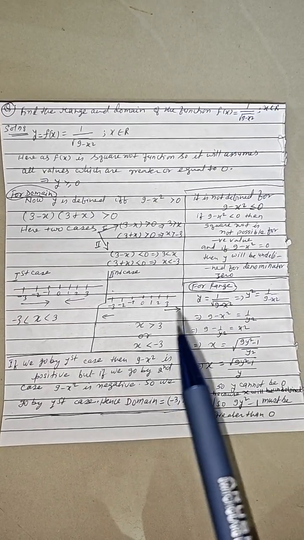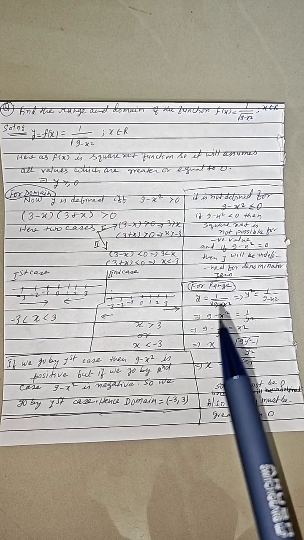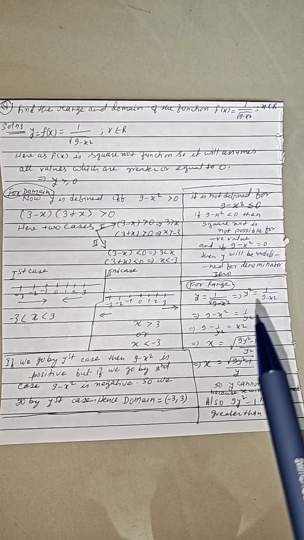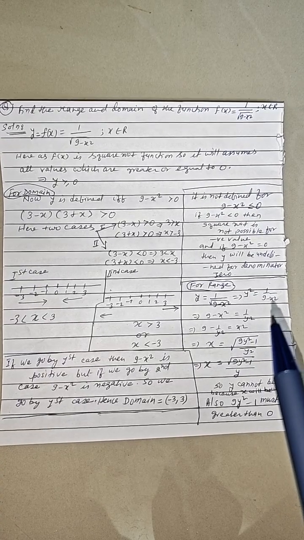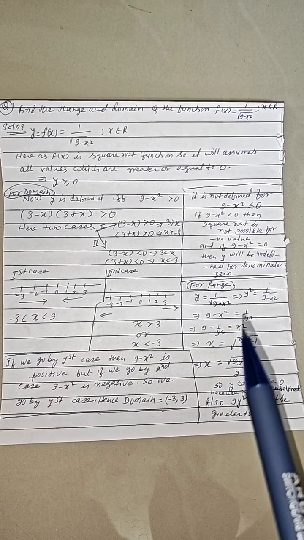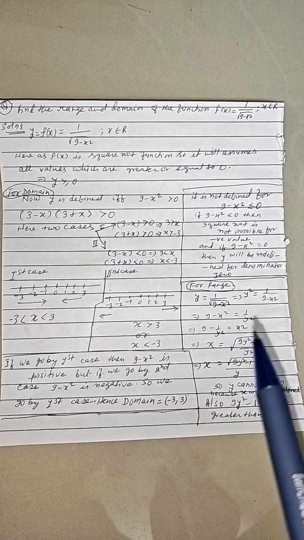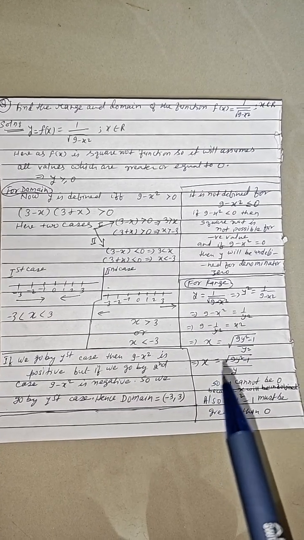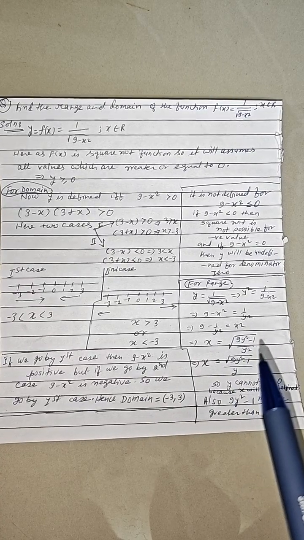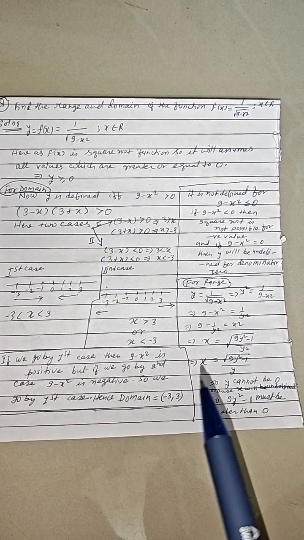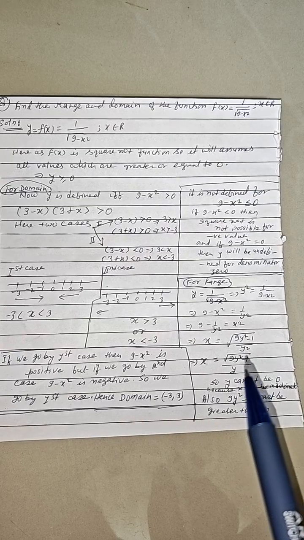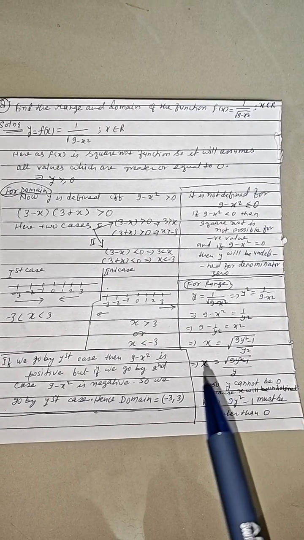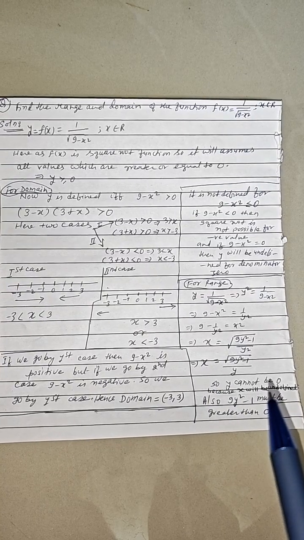For the range part, y is 1 upon root under 9 minus x square. y square is 1 by 9 minus x square. So 9 minus x square is 1 by y square, and 9 minus 1 by y square is x square. So x is root under (9y square minus 1) upon y square, or you can say x is root under (9y square minus 1) upon y. So y cannot be 0 for this, because x will be undefined.